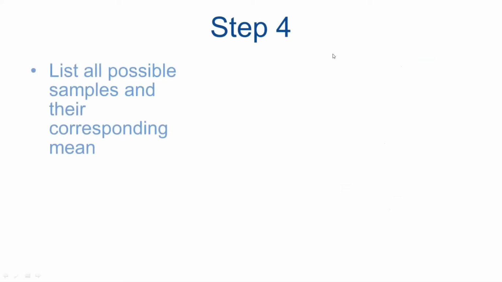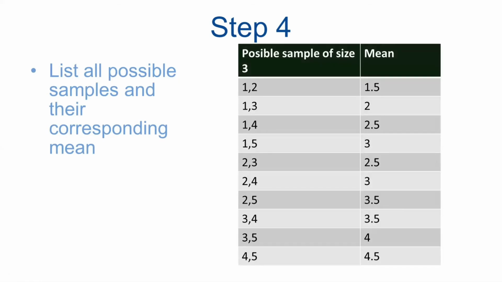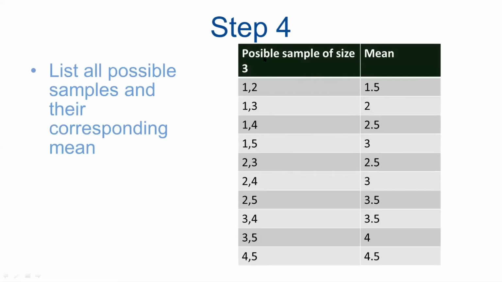So we have here the next step, step 4. List all possible samples and their corresponding mean. So eto na yung ating possible samples na may size of 2. And then we have the mean. So paano ba natin nakuha yung possible sample, yung mga sample natin? So if you remember, yung mga sample mean natin is 1, 2, 3, 4, and 5.